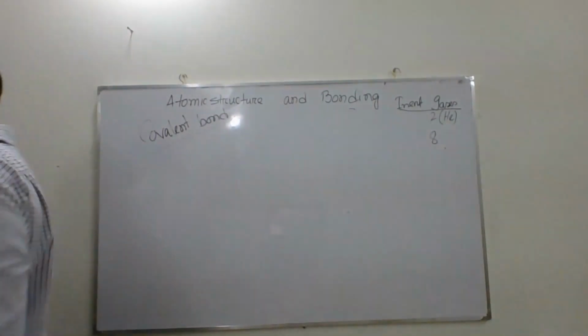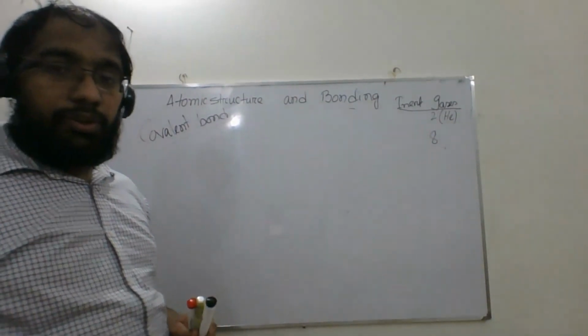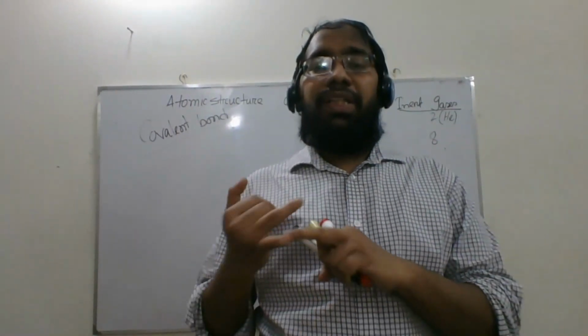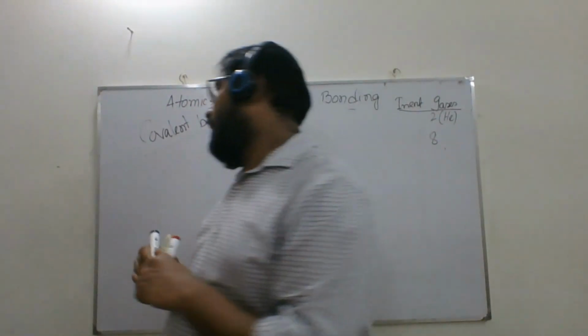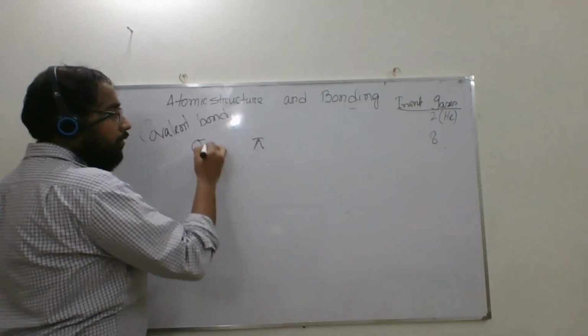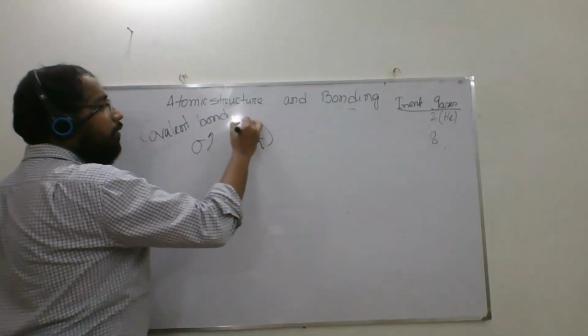So there is another classification of covalent bond. There are two types of covalent bond if we consider covalent bonds. One is sigma, another one is pi. Sigma covalent bond and pi covalent bond.